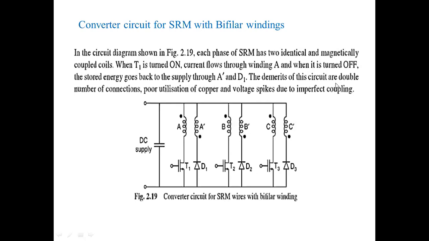The demerits of this circuit are a double number of connections, poor utilization of copper, and voltage spikes due to imperfect coupling. These are the disadvantages. Here, we are reducing the number of switches. Yes, that is also an important advantage, where we are using only one thyristor and one diode.